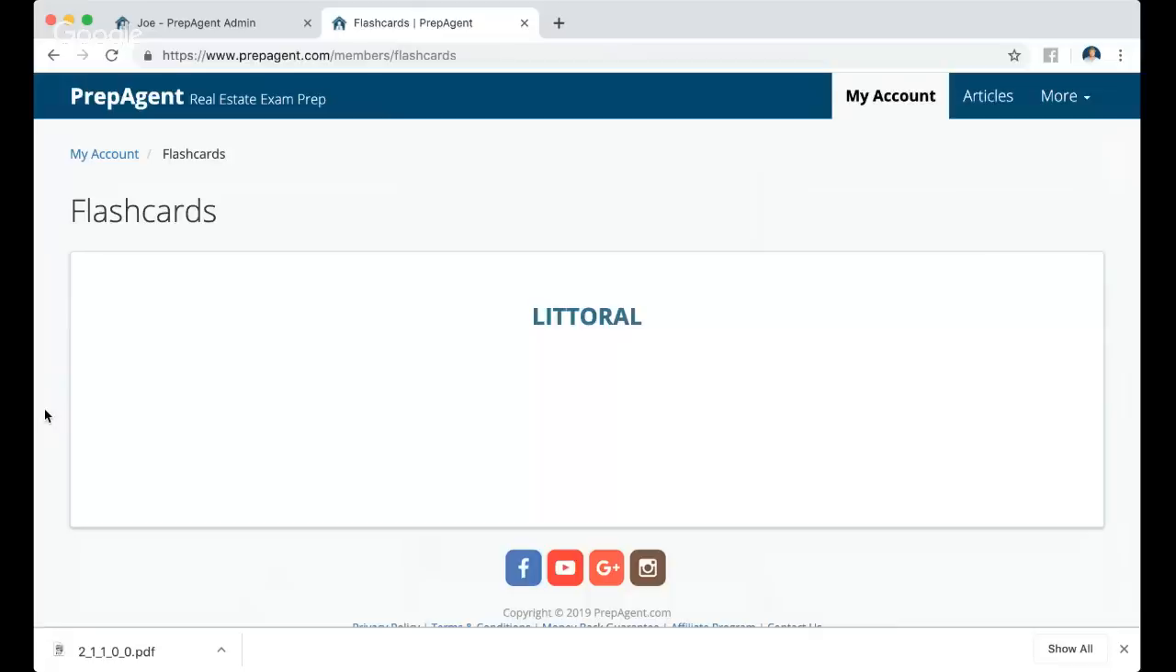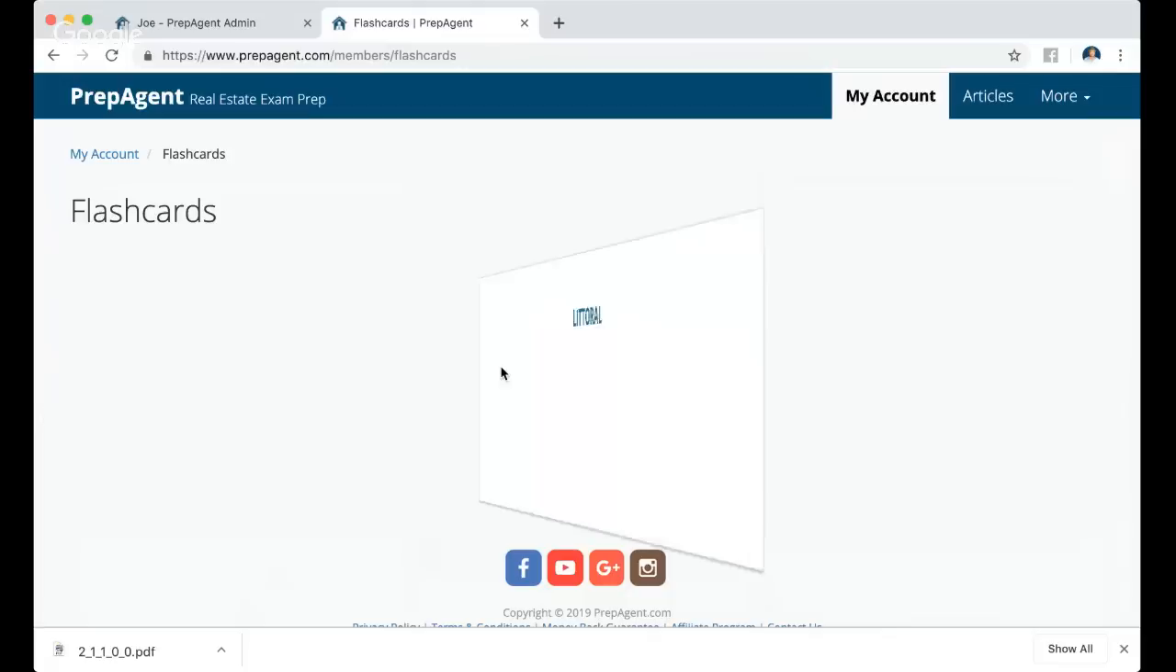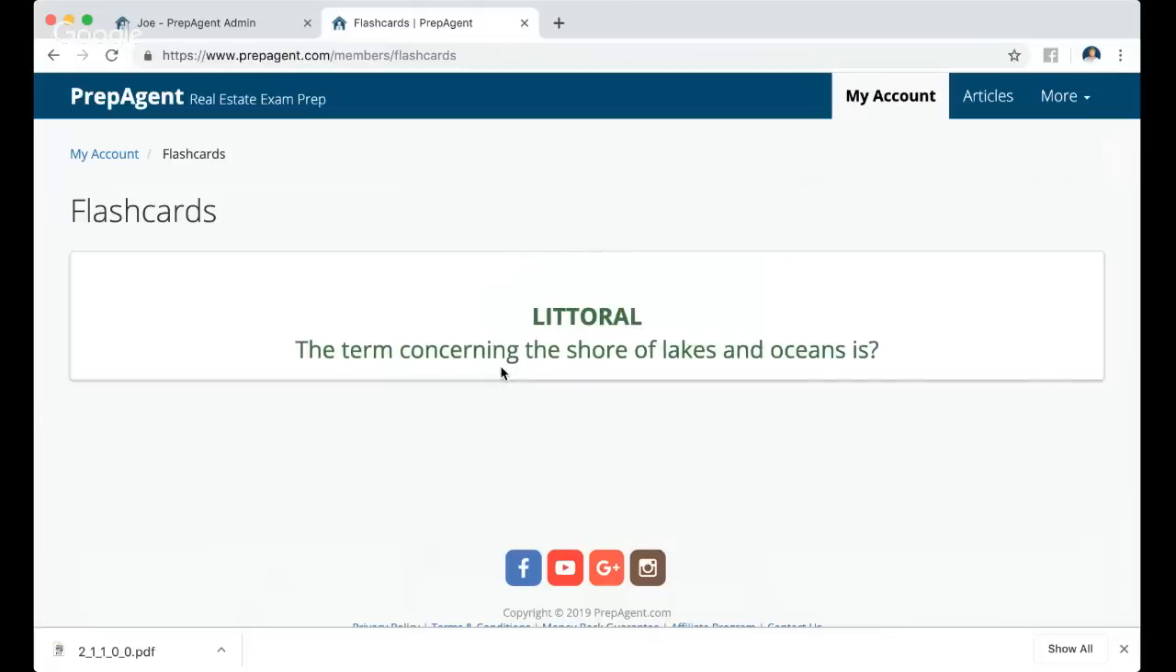Okay, so first we have littoral up here. I want you guys to define that using as few words as possible. We already went over this, so everybody should be able to do this. So Erica says lake. Boom. And by the way, this flashcard item works very well on your mobile phone. It's very mobile friendly. Okay, lake. The term concerning the shores and lakes.